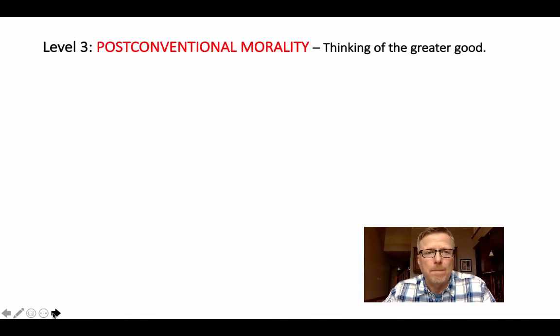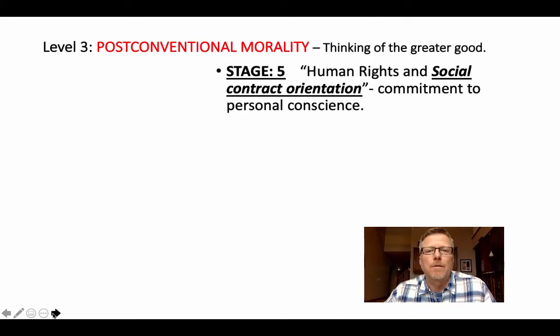Stage 6 is very complex and abstract, but I will not test you on it. I will test you on stage 5, and we'll talk about stage 6 a little bit. Stage 5 is considered the human rights and social contract orientation, a commitment to your personal conscience of doing the right thing.